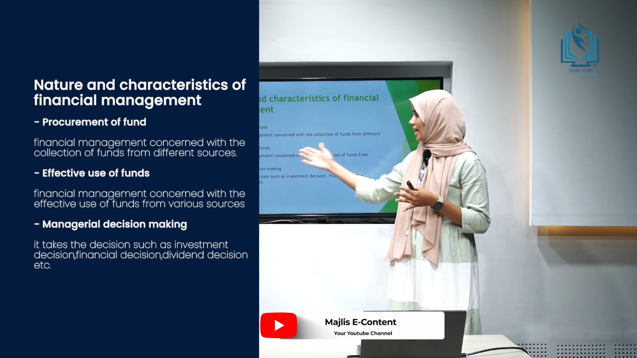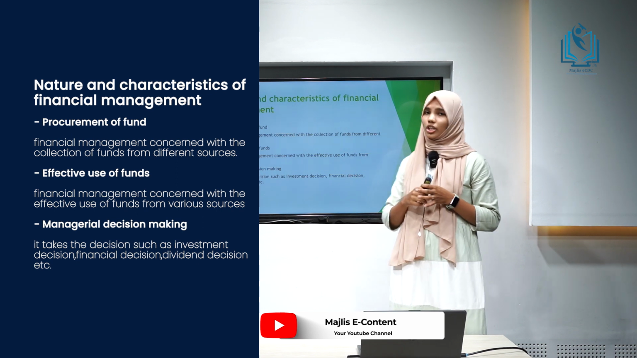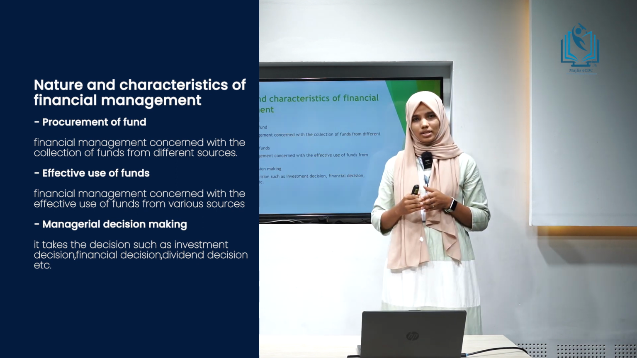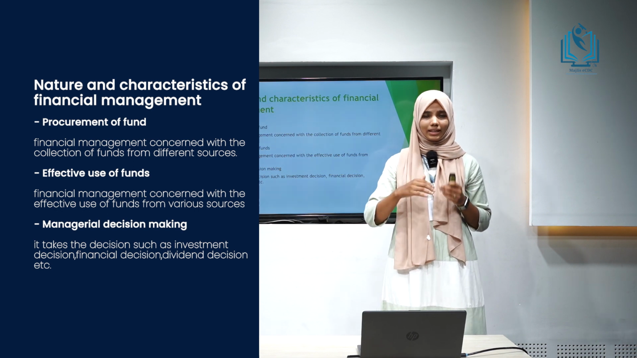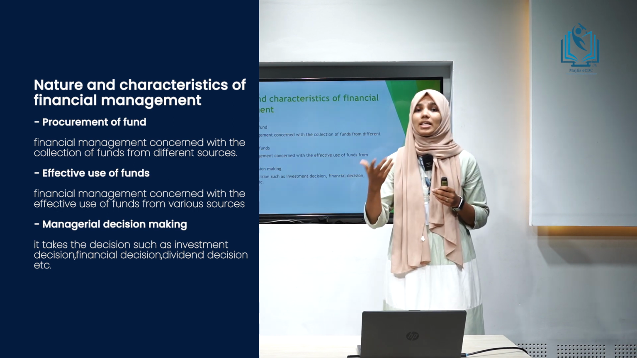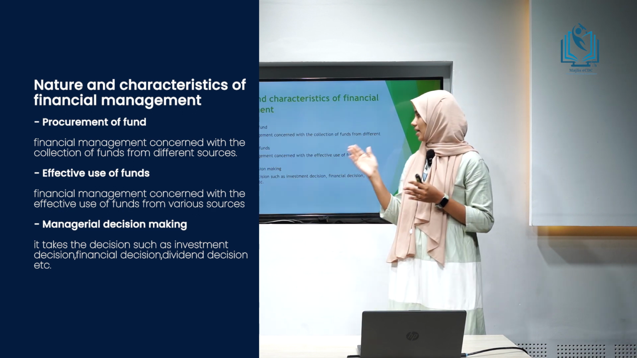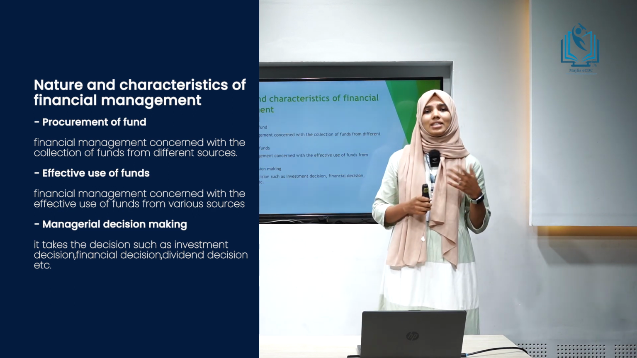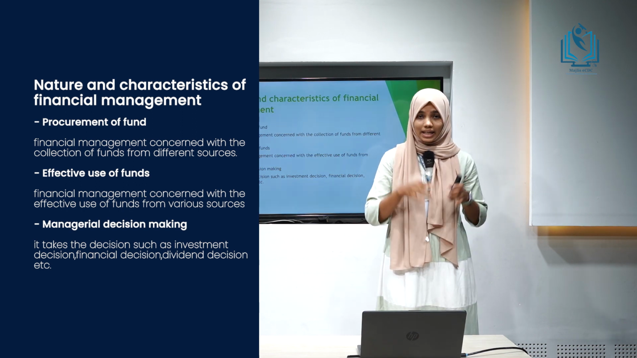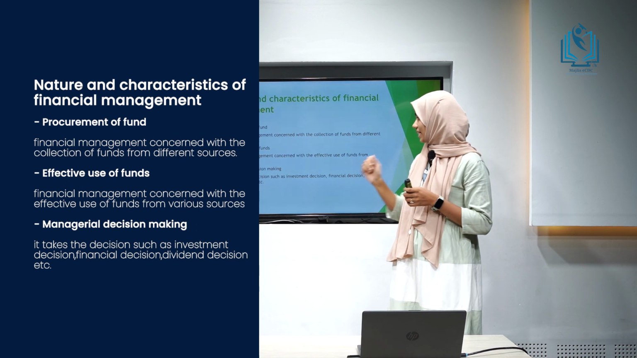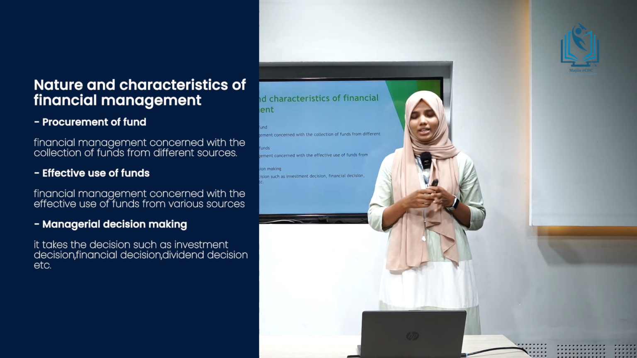The next one is effective use of funds. Financial management is concerned with the effective use of funds, because we have already collected the funds from different sources. The next step is effective utilization, that means effective allocation of funds. Then next, managerial decision making. Decision making is one of the executive functions of management. In financial management, we deal with investment decisions, finance decisions, and also dividend decisions.